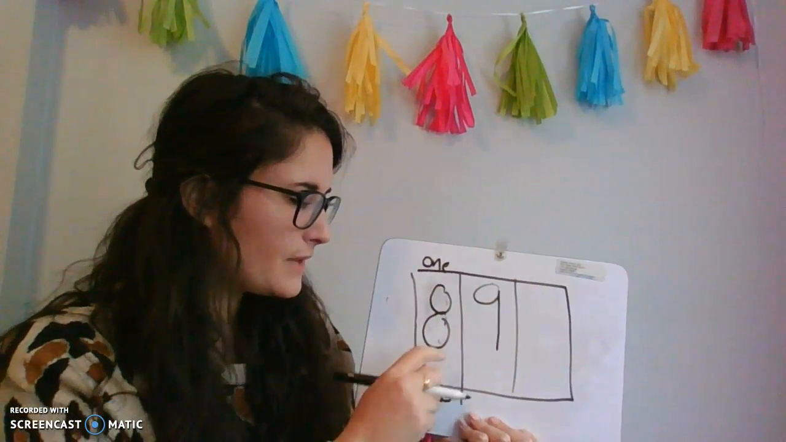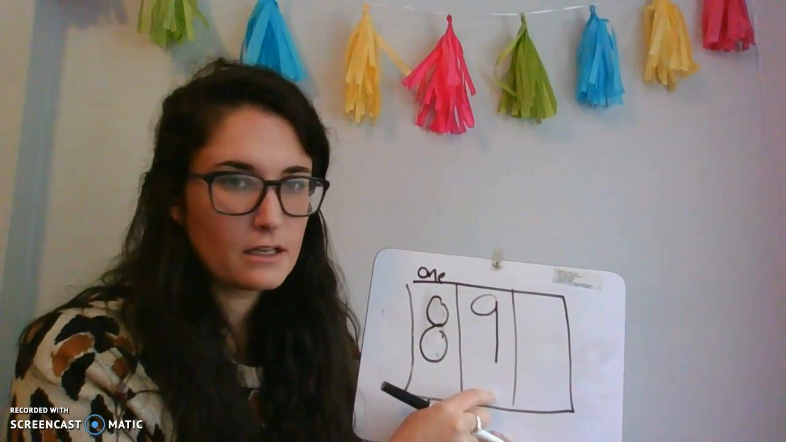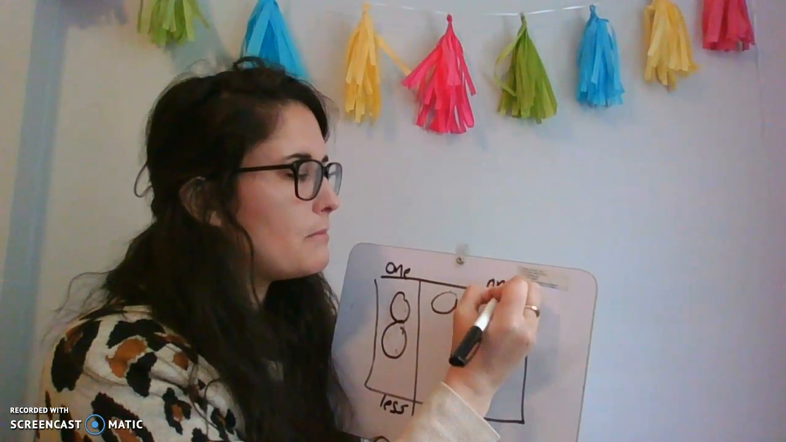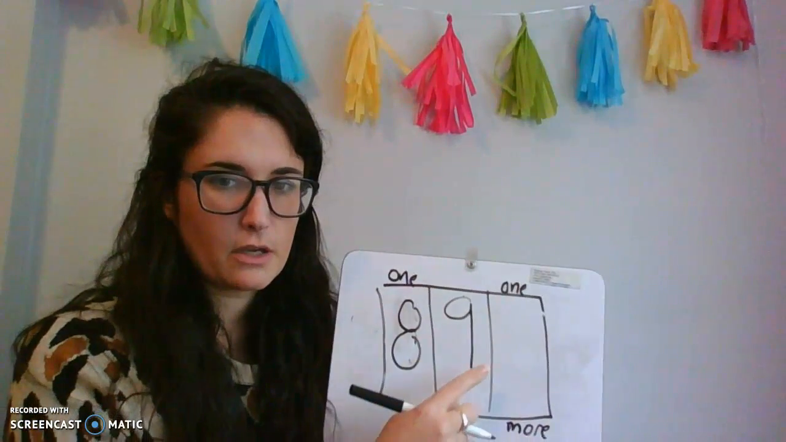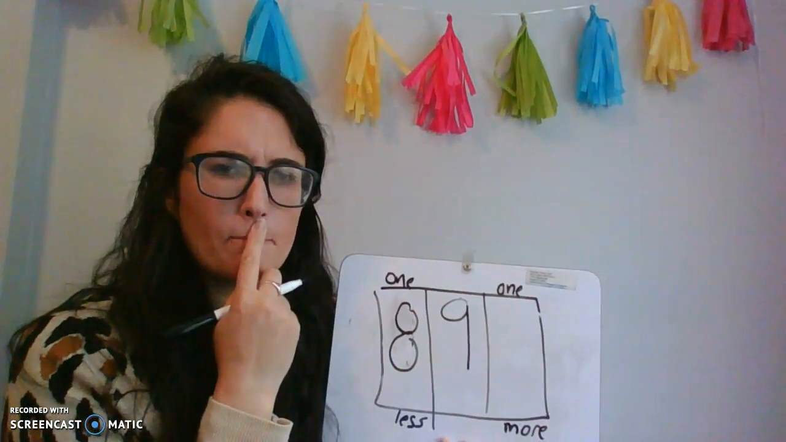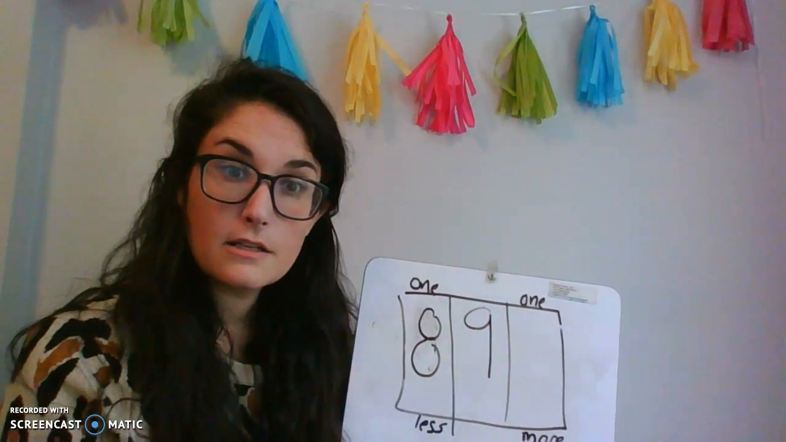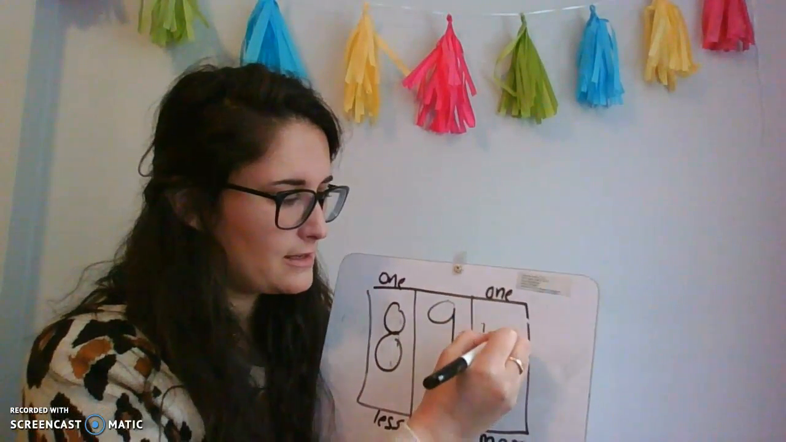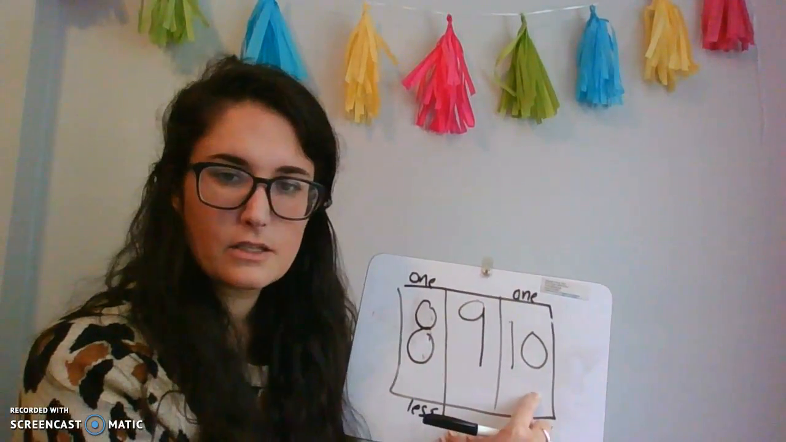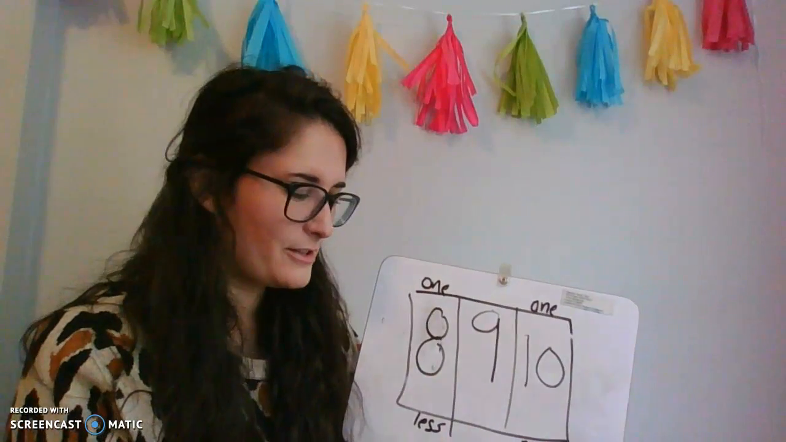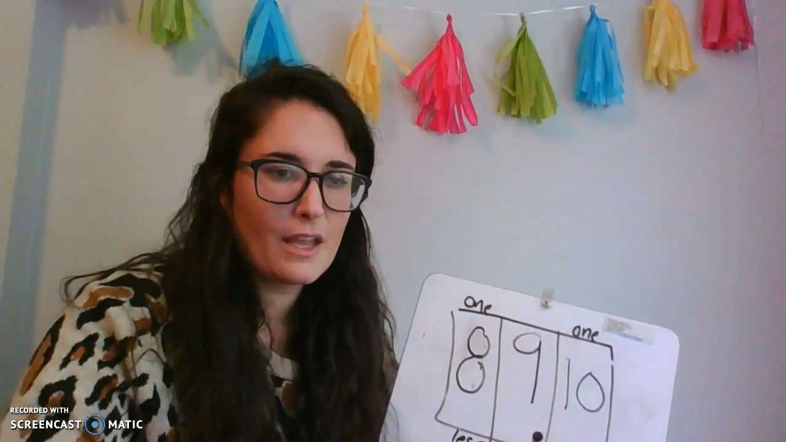All right. Now, I have 9. I want to know what 1 more than 9 is. All right. So what is 1 more than 9? So I go 9, and then, what comes next? Did you say 10? That is correct. So 8 is 1 less than 9, and 10 is 1 more than 9. All right, boys and girls, ready for your next question? I am.